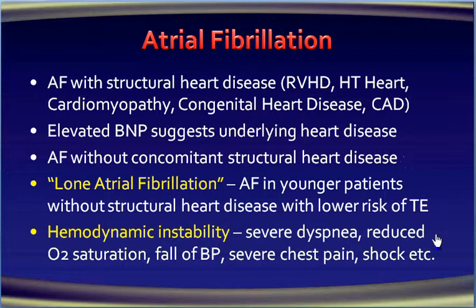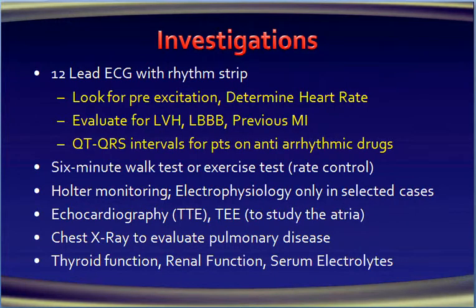Another thing that we would see with atrial fibrillation is hemodynamic instability. What is hemodynamic instability? It is in the form of severe dyspnea, reduced oxygen saturation in the pulse oximetry, fall of blood pressure, hypotension, severe chest pain, and patient may end up in shock. This is an emergency. Atrial fibrillation presenting with hemodynamic instability should be immediately attended to by cardioversion. Suppose the patient is hemodynamically stable, then the management is much simpler.